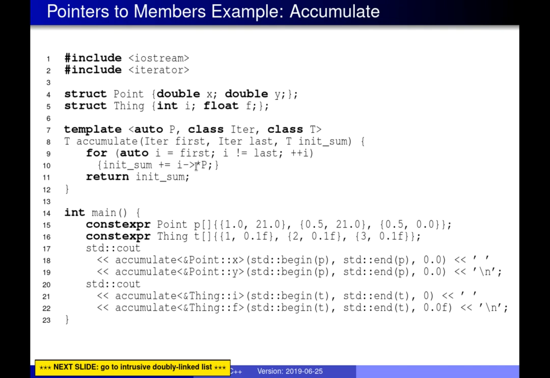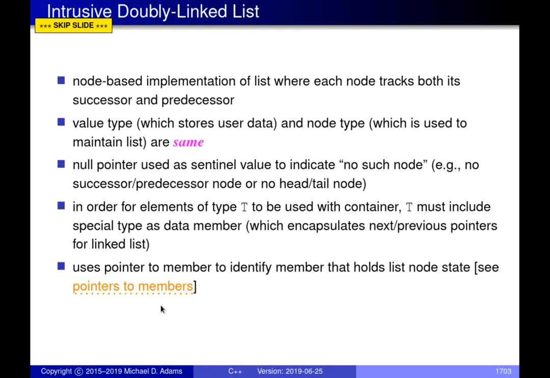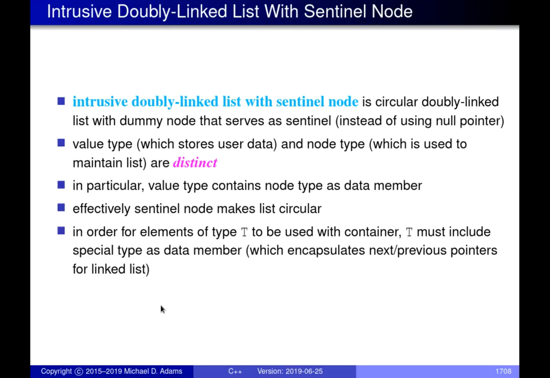Any other questions? So the next few slides I'm going to skip over. What I really want to talk about is revisiting something we talked about much earlier in the course, a doubly linked list with a Sentinel node. This was back in maybe the third lecture or something like that. I want to revisit that particular container in the context of an intrusive container.